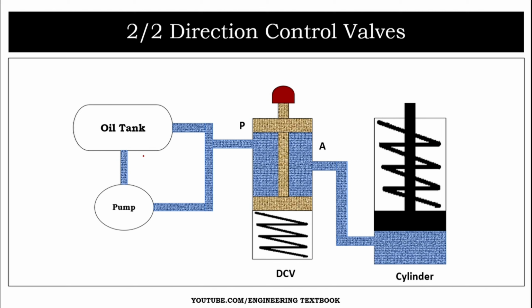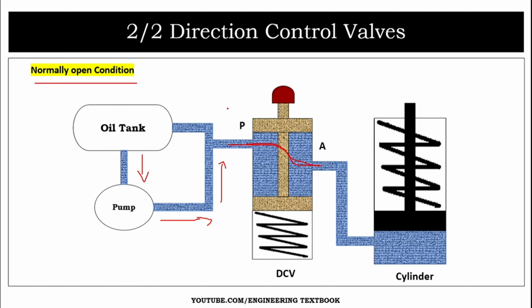So oil from the oil tank will flow through the pump. The pump increases the pressure of the oil and it will pass through port P. Now port P is directly connected to port A. So the oil from port P is transferred to port A directly. So both the ports are open. So we can say that the DCV, directional control valve, in this case is in open condition. So it is the normally open condition of the 2x2 direction control valve.